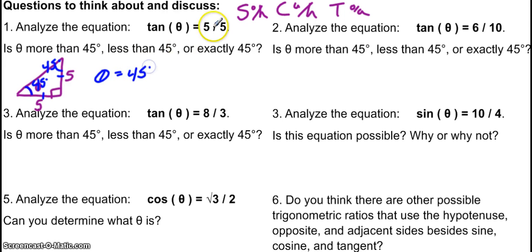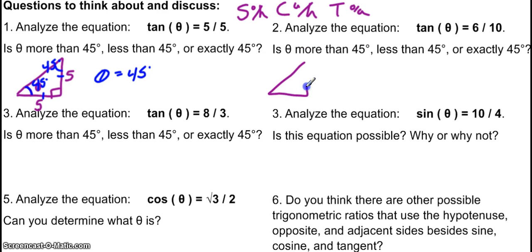And we could tell that just by analyzing this equation here. Of course, we could have put this in the calculator. Maybe use inverse tangent to figure this out, but we don't even need to do that. Just by drawing the triangle, we can simply see that this must be an isosceles right triangle, and that theta is 45 degrees. For number 2, we can do a similar thing.